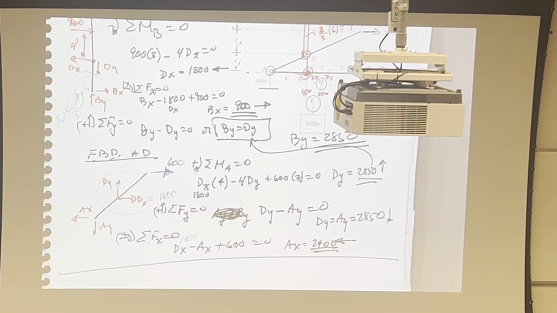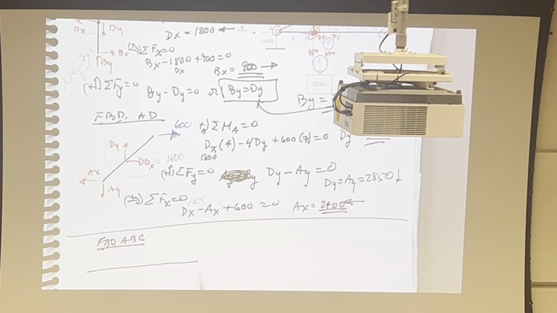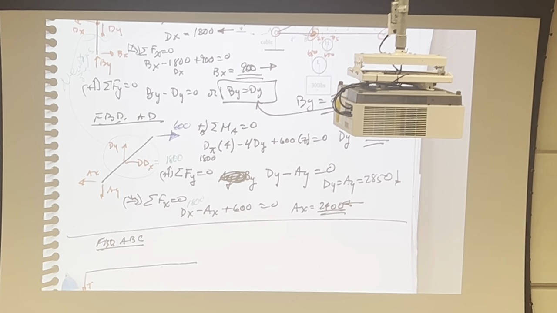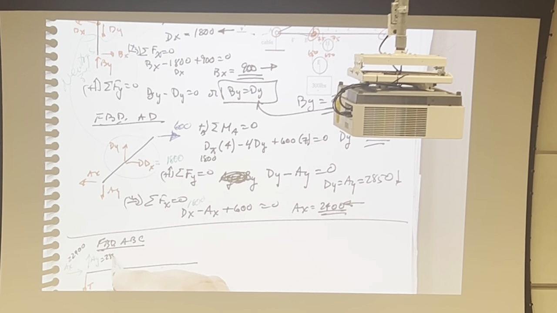Next, we're going to draw a free body diagram of A, B, C. Well, external support reaction T is here. I have a value AX, I have a value AY. Do I know those values? Yes, I do. AX, 2400. AY, 2850.